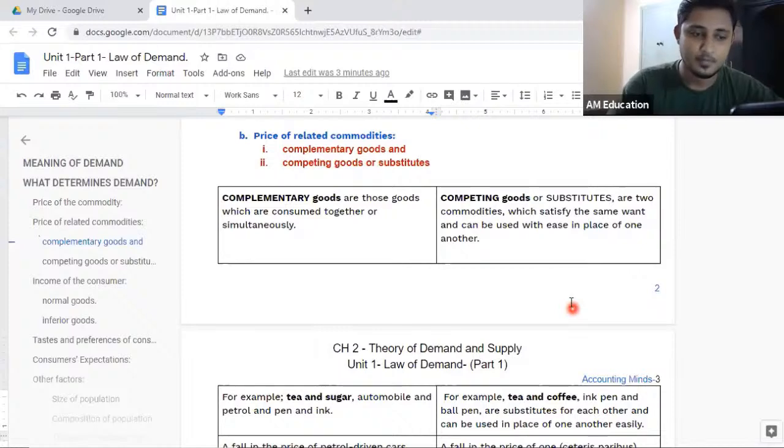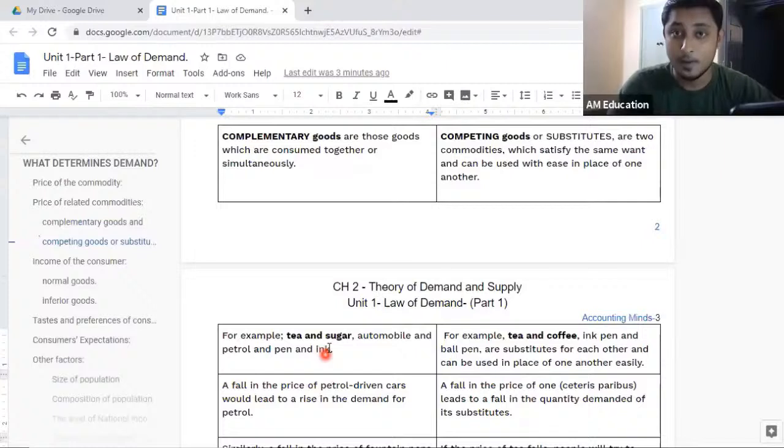Gotcha? So, for example, tea and coffee. Here he gave tea and sugar as complementary goods. Now tea and coffee are competing goods. If not tea, I'll drink coffee. Right? So the money I can spend will either go for tea or for coffee, and it depends on which satisfies me the most. Right? And so many other factors. So for example, tea and coffee, ink pen and ball pen are substitutes for each other and can be used in place of one another easily.